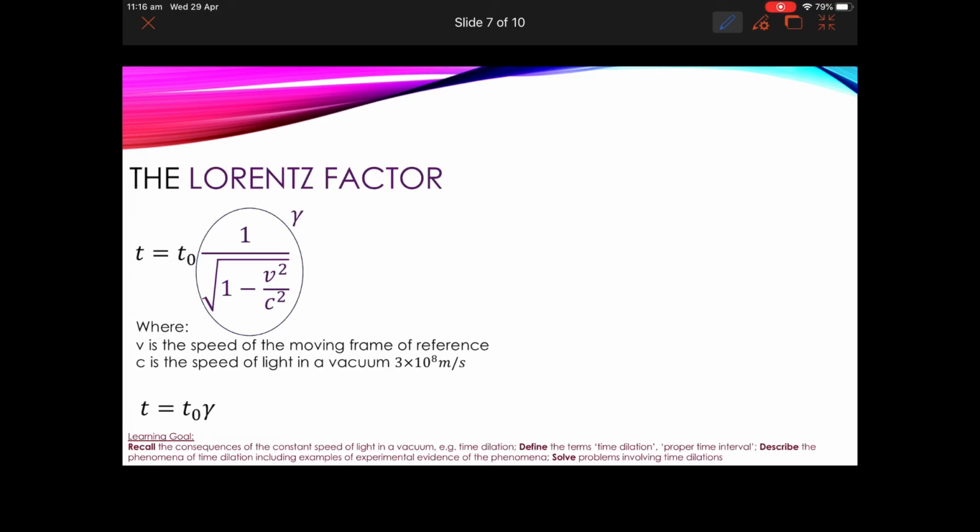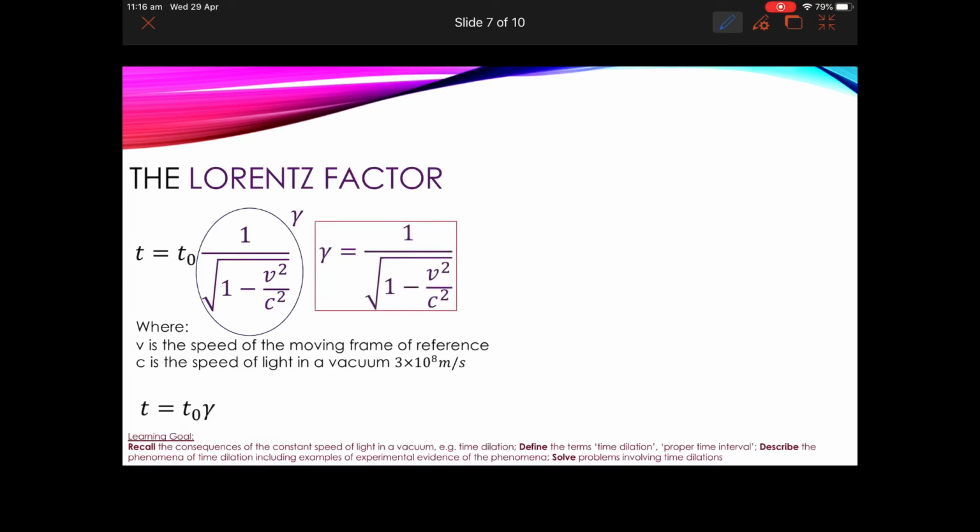So if we really wanted to make our life a bit simpler, we could represent time dilation or relativistic time as T naught times gamma. And we're going to explore the Lorentz factor just a little bit now for the next minute or two because we're going to see it again next week when we talk about space or length contraction. Because remember, special relativity doesn't just affect time, it affects space as well.